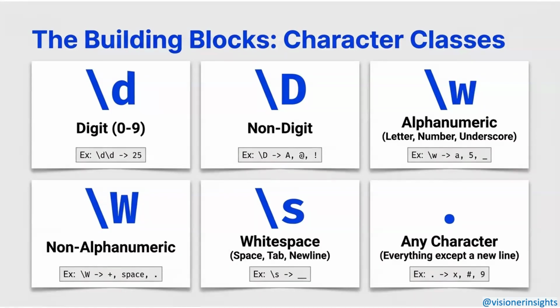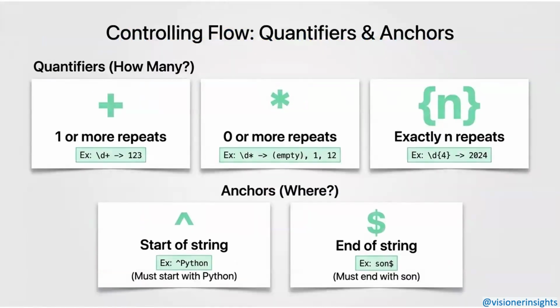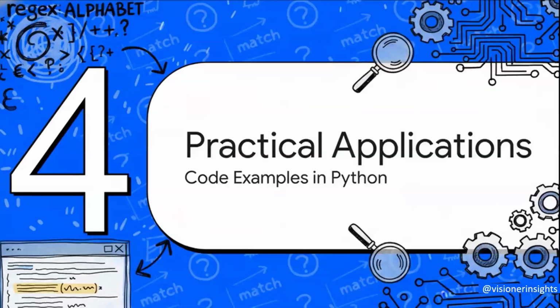But characters alone just aren't enough. We have to control the flow. Like, how many digits do we want? Where exactly should they be? Well, that's where quantifiers and anchors step in. The plus sign simply means one or more of the preceding character. Curly braces, with a 4 inside, demand an exact count, which is perfect for a 4-digit year. Then we've got our anchors. The caret symbol locks your search to the absolute beginning of a string, and the $ sign locks it right to the end.